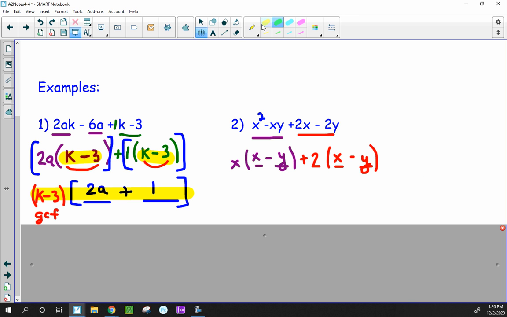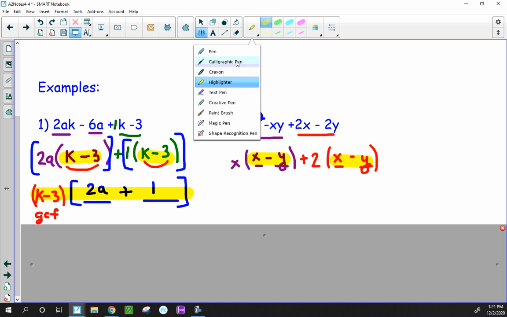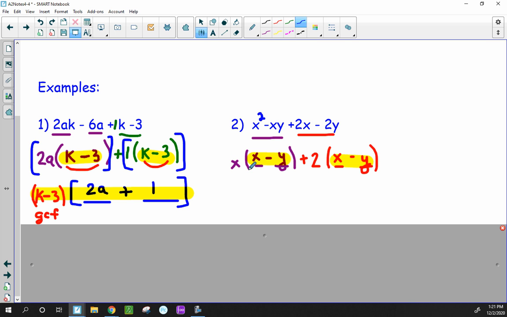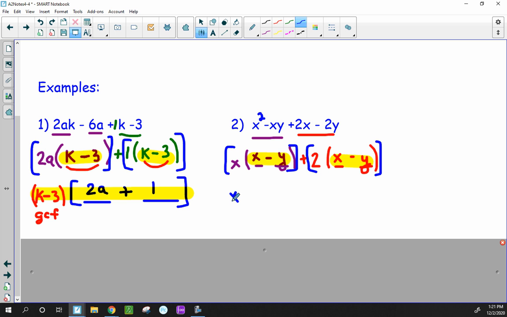And I know I'm on the right track because, again, the inside parentheses on both of these are exactly the same. And that is good. So now, here are the 2 parts to my problem. Both of these brackets have x minus y in common, so we're going to use x minus y as our GCF. Okay. You can use parentheses here if you want instead of brackets. That's up to you.